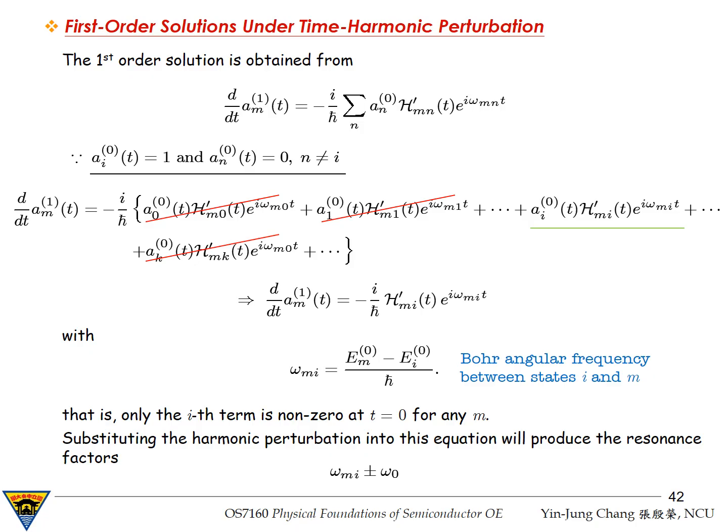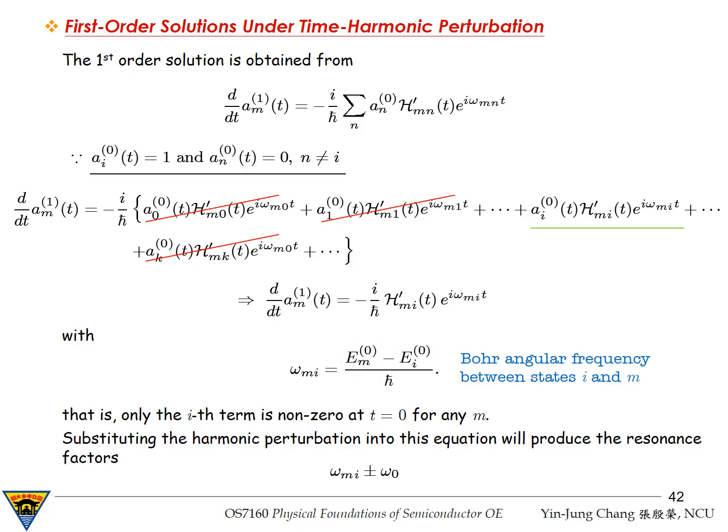This is the key first-order result for the present problem. Its physical meaning is very clear. The time rate of change of the first-order amplitude for state m is determined entirely by the perturbation matrix element H sub mi prime of t connecting the initial state i to state m, together with the oscillatory phase factor arising from the unperturbed energy difference.